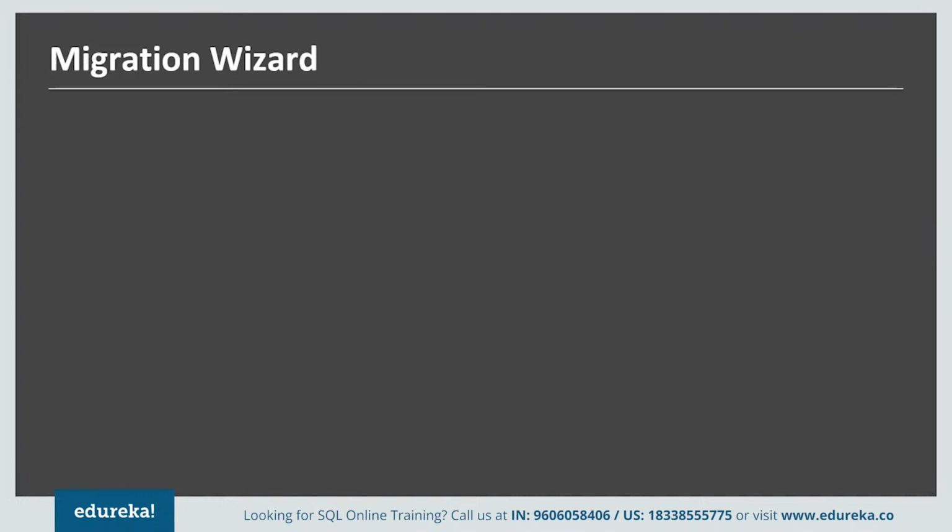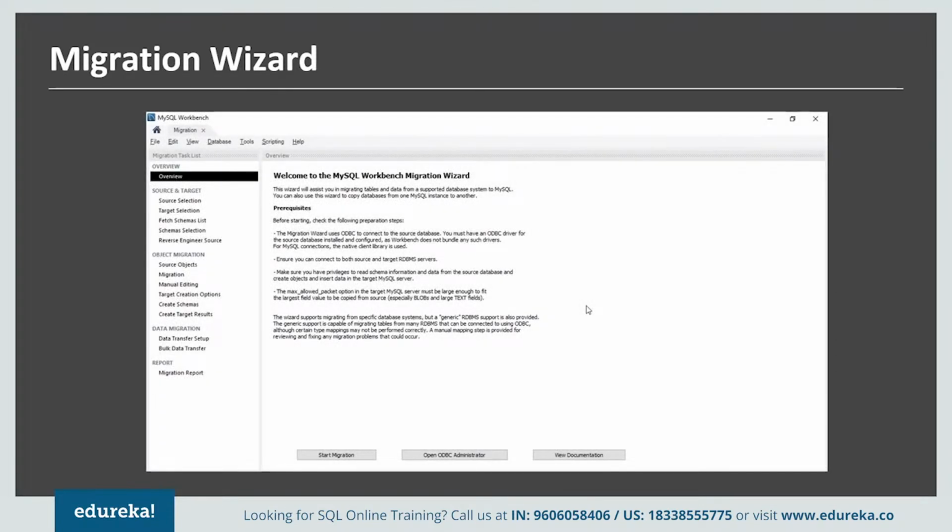This migration wizard basically looks like this. When you open your MySQL Workbench and go to the third module, that is the migration wizard, you see this as your first screen, which says welcome to the MySQL Workbench migration wizard. On the left hand side, you see various options such as source selection, target selection, fetch schema list, and other options such as migration, manual addition, data transfer setup, bulk data transfer, and finally the migration report.